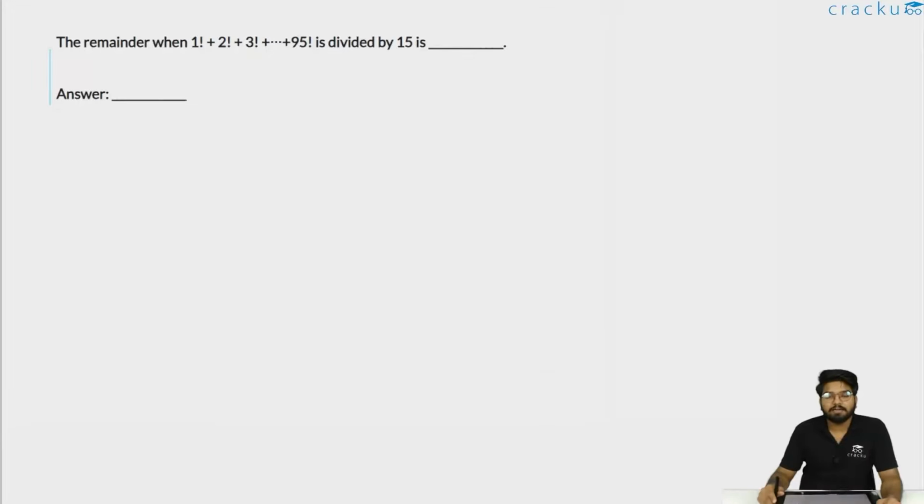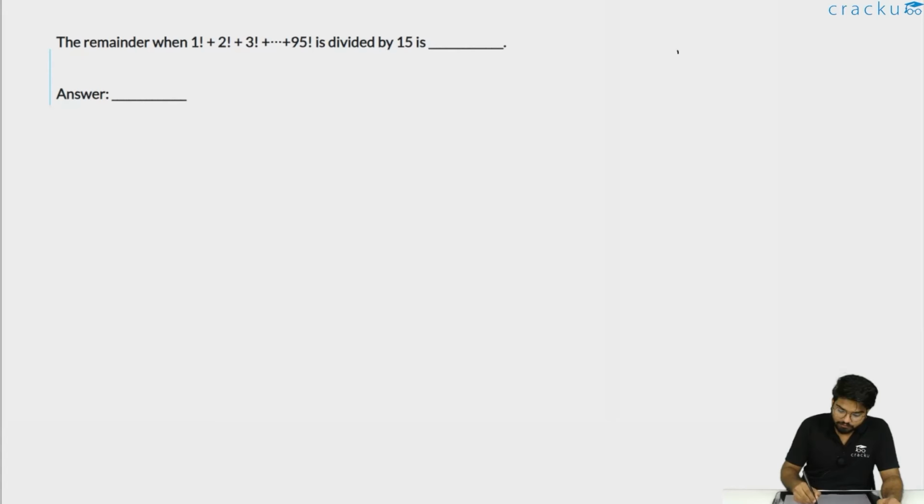Hi guys, we have this question based on number system and specifically a remainder type question. It says: find the remainder when 1 factorial, 2 factorial, 3 factorial and so on till 95 factorial is divided by 15. So we need to find the remainder. In all such questions, understand that you are not required to find the multiples of all numbers from 1 factorial till 95 factorial. It is practically not possible. So all you need is to find the logic, how can you find the remainder?